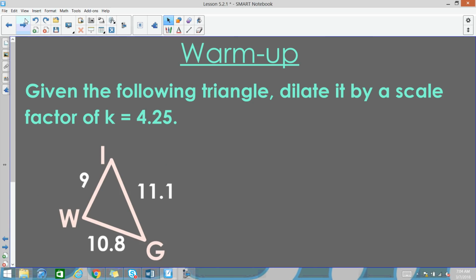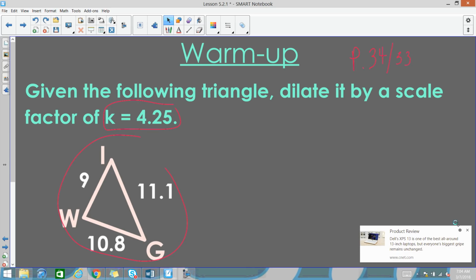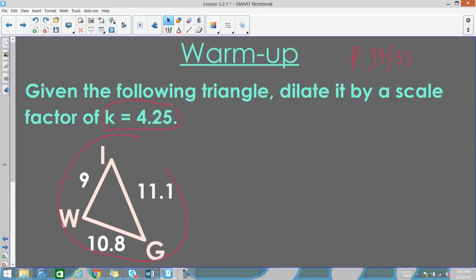All right, so let's start off with a little warm up. I don't have a page. How about like page, I think maybe I'm going to say 34 or 33, something that's open. And I just want you to draw this triangle. Draw this triangle with a K value, a scale factor of 4.5, and tell me what the new triangle's lengths are. Pause the video, and then I'll show you the answer.